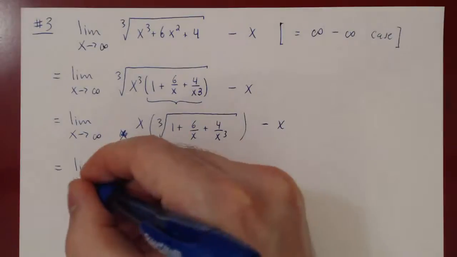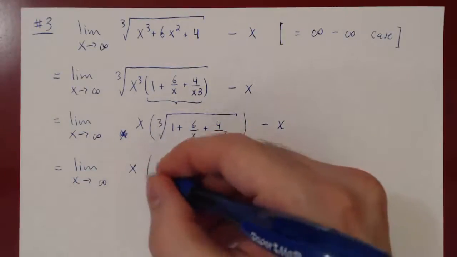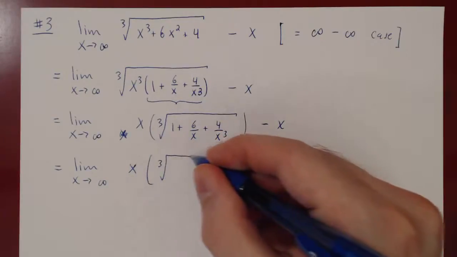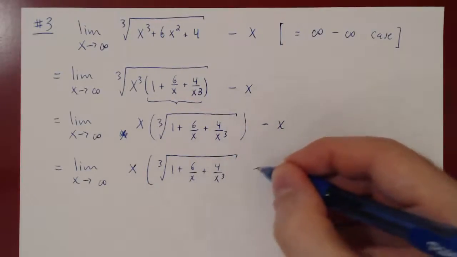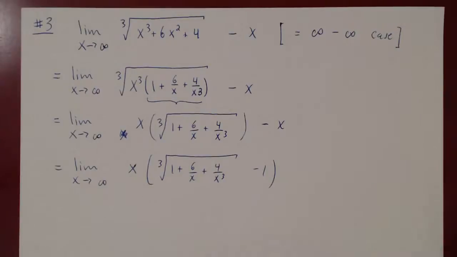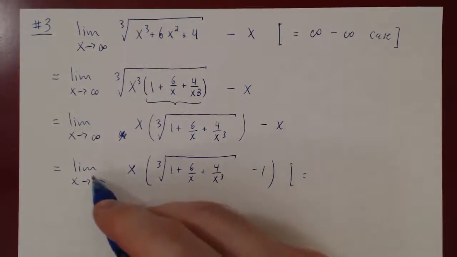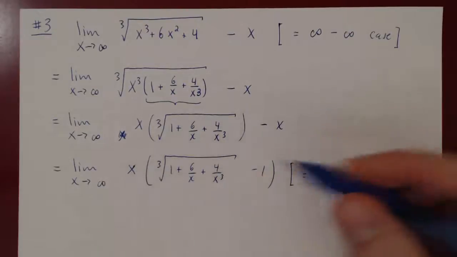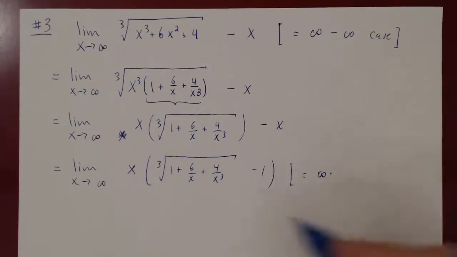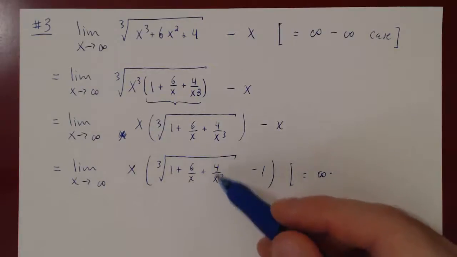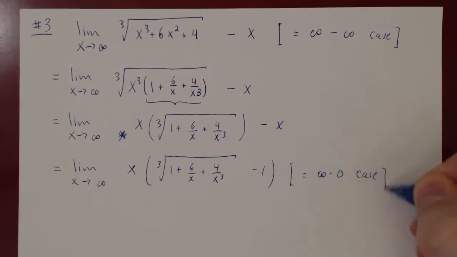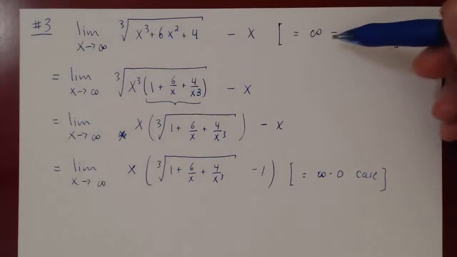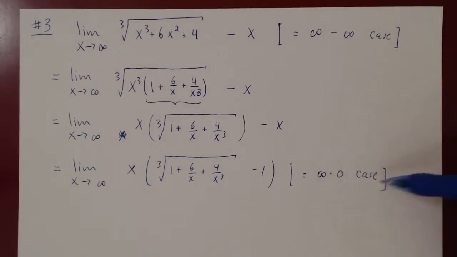Well, the limit, as x goes to positive infinity, of x times the cube root of 1 plus 6 over x plus 4 over x cubed, minus 1. And now let's look at what case we have here. As x goes to infinity, x goes to infinity. So this term goes to infinity. Times, as x goes to infinity, 6 over x and 4 over x cubed both go to 0. And we'll be left with a cube root of 1, which is 1, minus 1, which is 0. So we have an infinity times 0 case. So you see we went from an infinity minus infinity case to an infinity times 0 case.